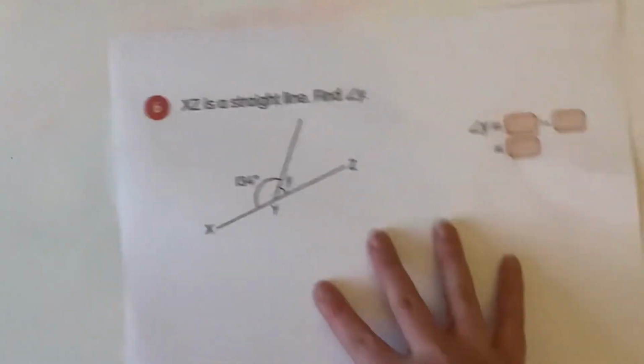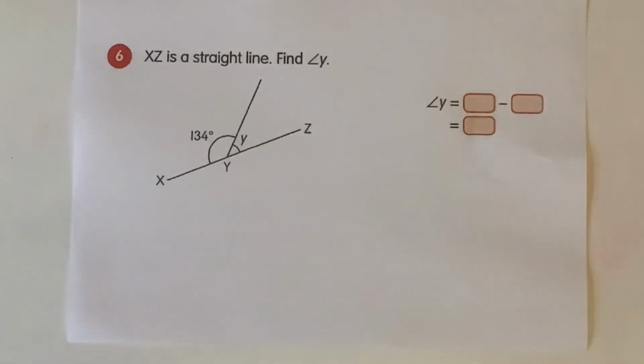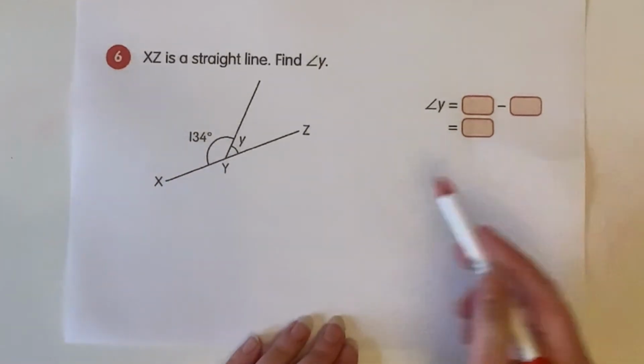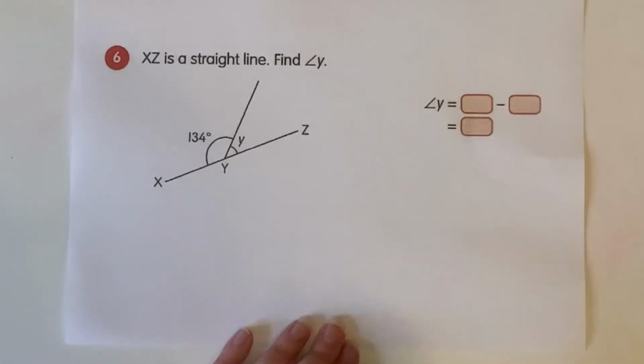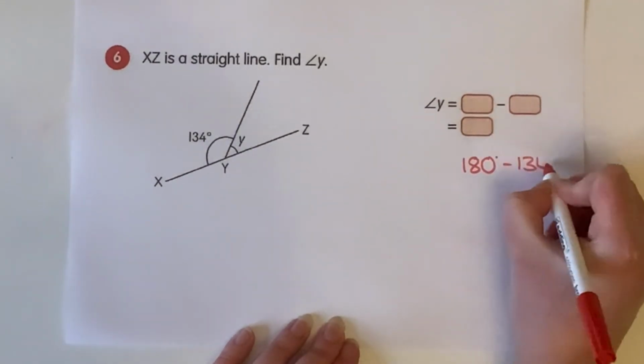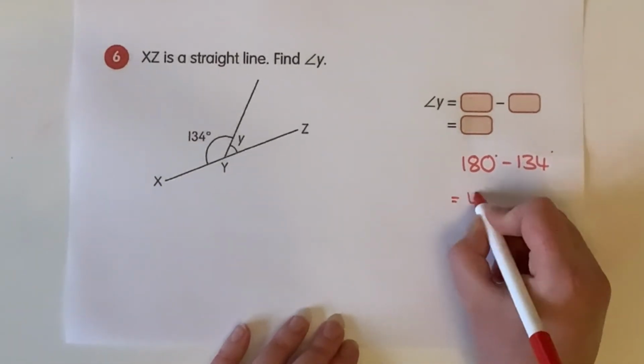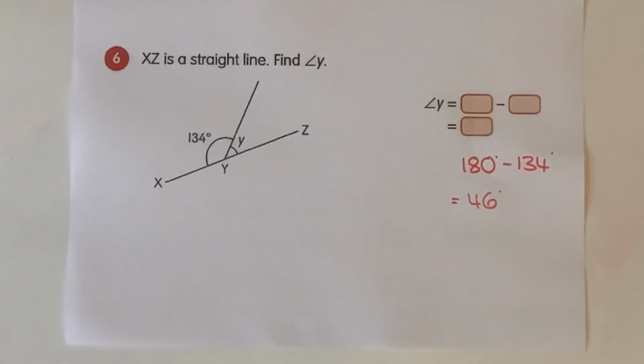Okay, so we're going to have a practice at that now. Having a look at question 6 here. You're told that XZ is on a straight line. You're told this angle here. Now work out this angle Y. Hopefully you followed the same steps to work out angle Y and did 180 degrees subtract 134 degrees. And when I do 180 subtract 134, I get 46 degrees. So well done if you got that.